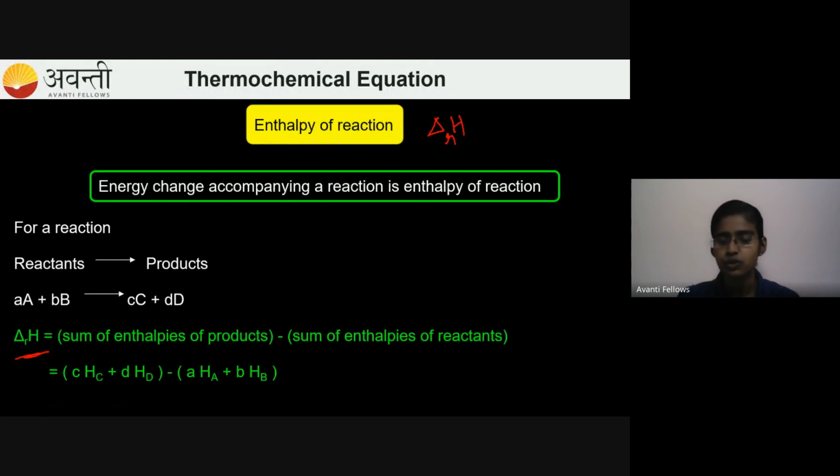You don't have to worry about it. Just apply this formula, product minus reactant, and get the answer. So this is the formula that you are getting from this slide to find out the enthalpy of reaction. This is denoted by the letter delta HR, as I have told you.